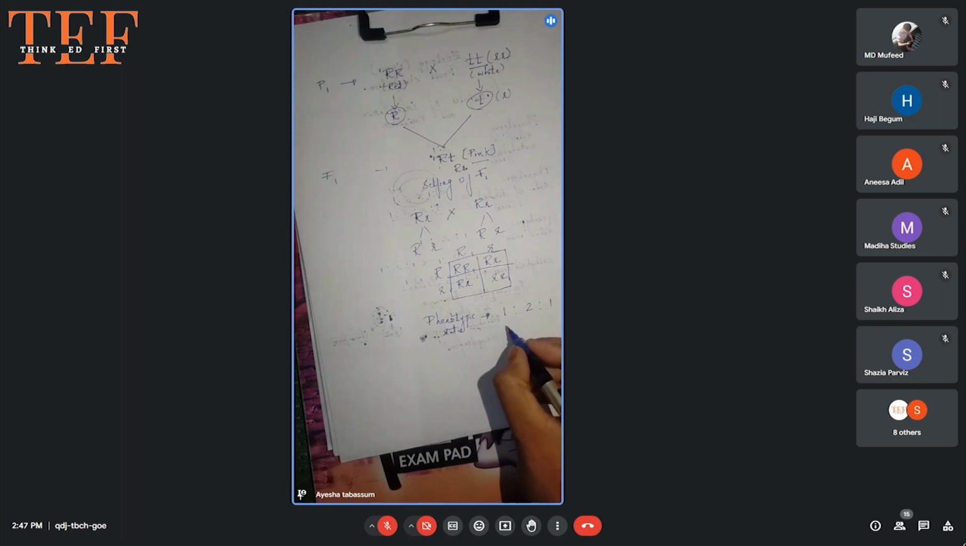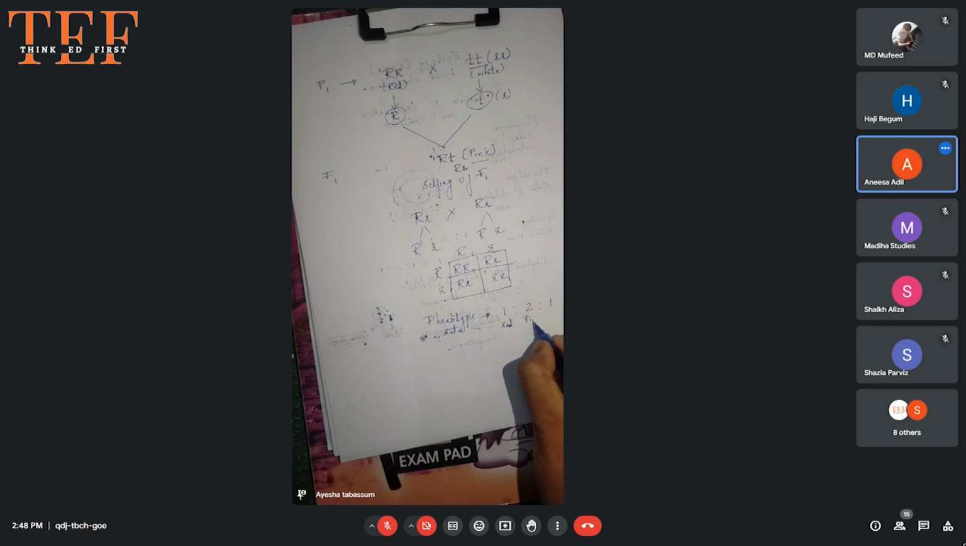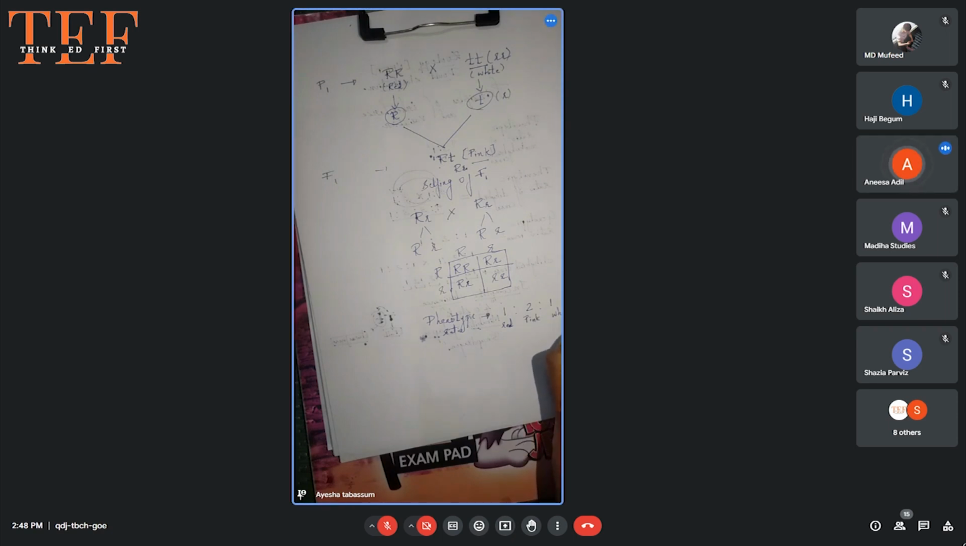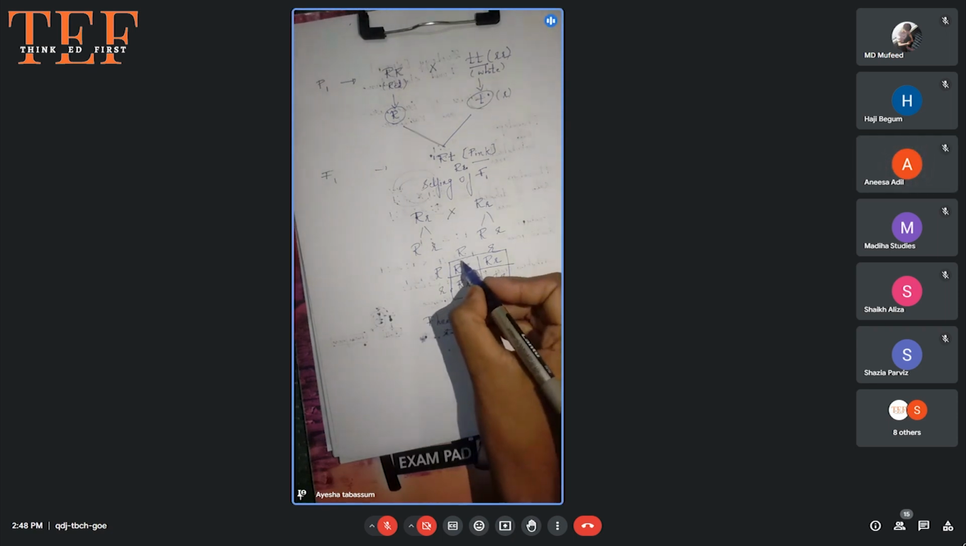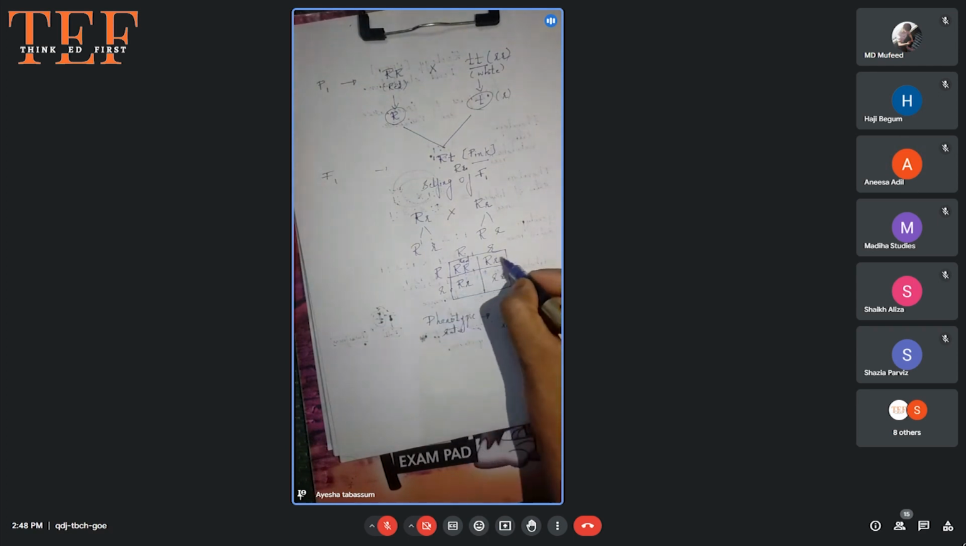1:2:1. How many red? One red. How many pink? Two pink. And one white. So if you have capital R capital R, then it will be red. If you have capital R, small r, then it will be pink, because blending takes place. If it is both small r, then it will be white. One red, two pink, and one white.